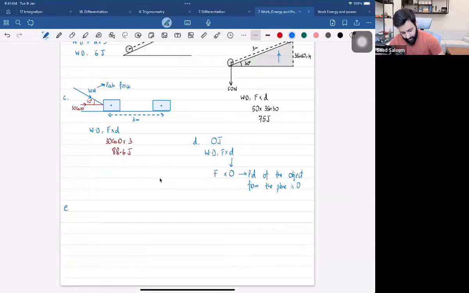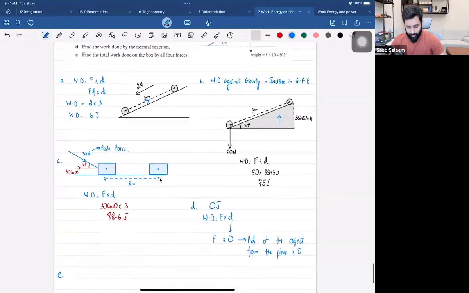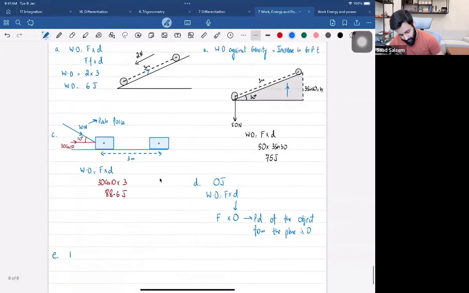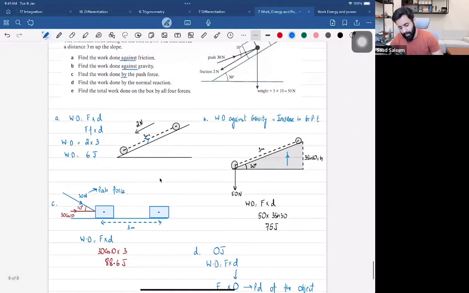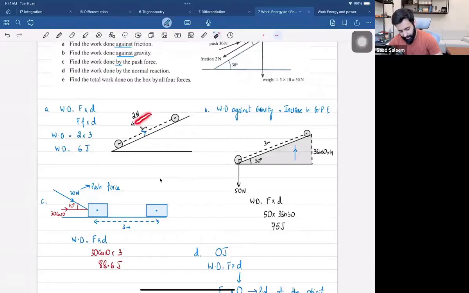The final part is the total work done. Now remember, to find out the total work done, we use a formula. The total work done is simply by minus against. Okay, and I'll explain what I mean by this. Now imagine that this is the direction in which, actually, this is not something you have to imagine, this is the direction in which the friction is acting.